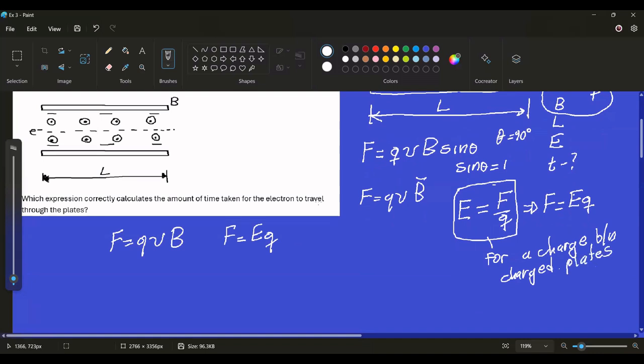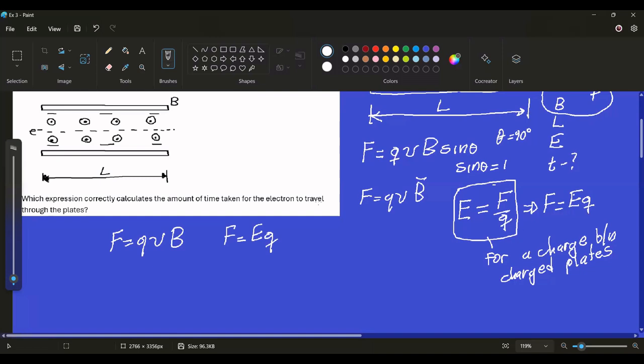This is used for inkjet printers. They use this technology. The drop of ink is guided by two charged plates so that it can fall on the right place on your paper, right? So this is the technology used for inkjet printers.